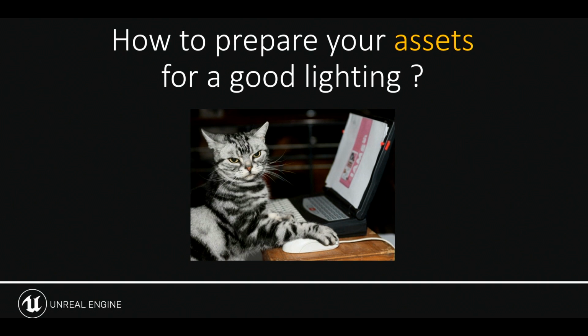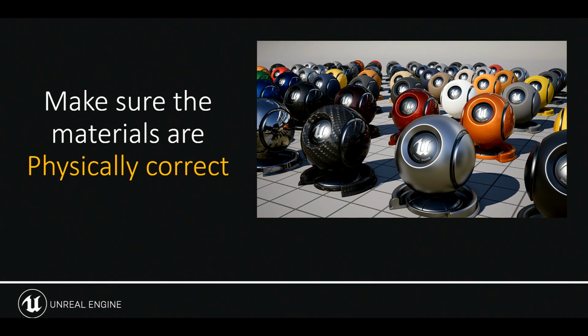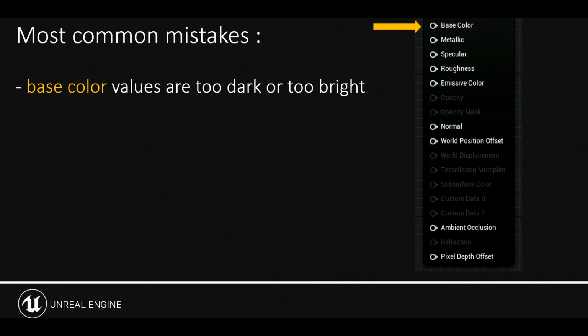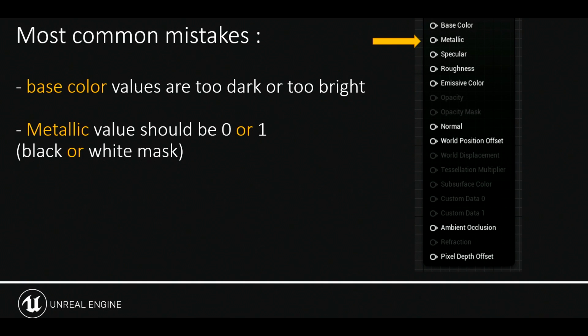So how do we prepare our asset for good lighting? Obviously, the first thing is to make sure your materials are physically correct. The most common mistake that we see is that the base colors are slightly too dark or slightly too bright, so watch out for those. We also see a lot of people setting metallic at 0.5, or not completely 0 or 1. Think about metallic as a mask: it is either a metal object or a non-metallic object.